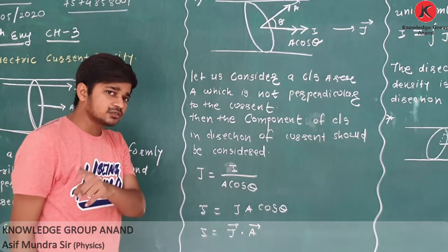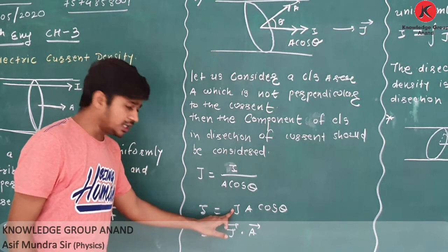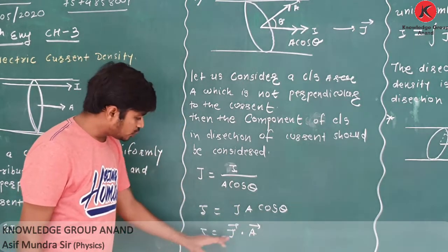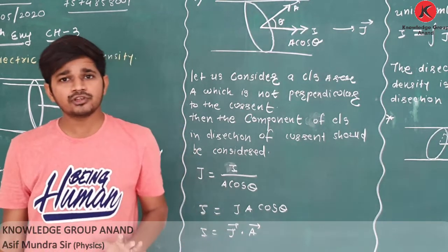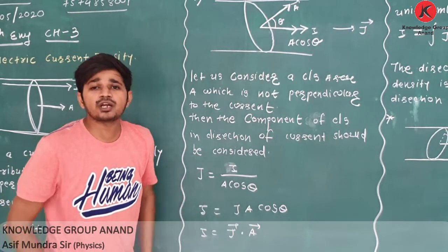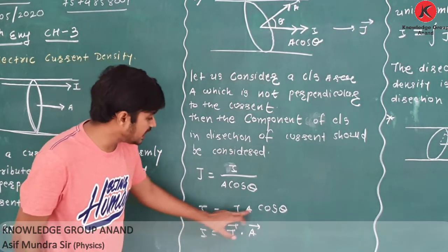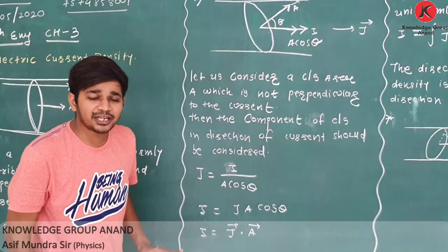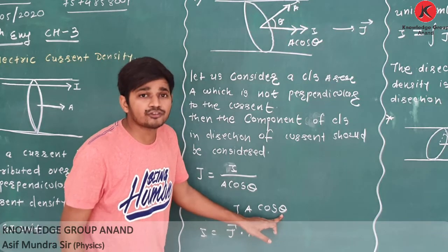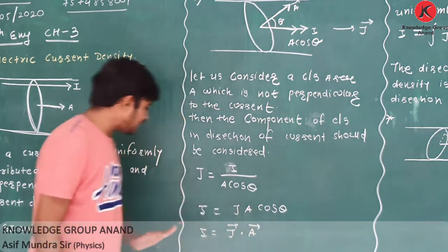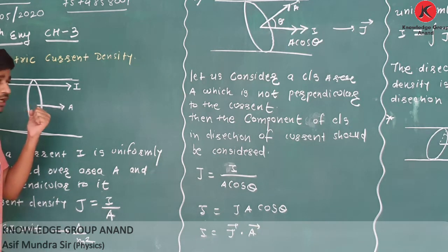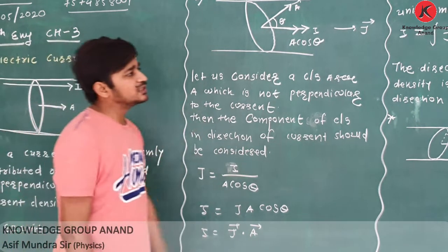Area vector is a vector quantity, J is a vector quantity. So I can write this J A cos theta as J dot A. So I is equal to J dot A. Clear about this? Now see from this equation, I is equal to J A cos theta. What is theta? The angle between J and A. If current and area are in the same direction, what is the angle between them? 0. Cos 0 is 1. Then I is equal to J A. You will get this equation. Clear about this? Okay. So that is the difference between the two cases.